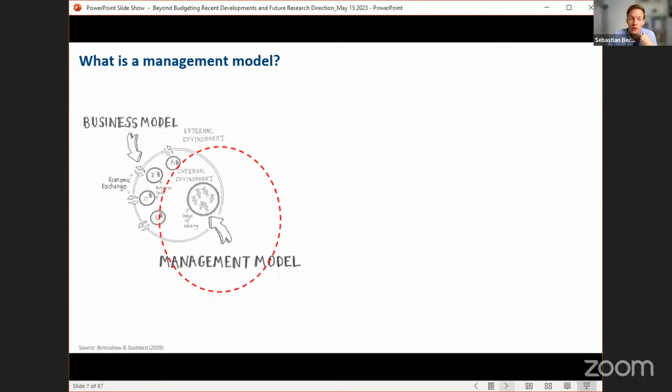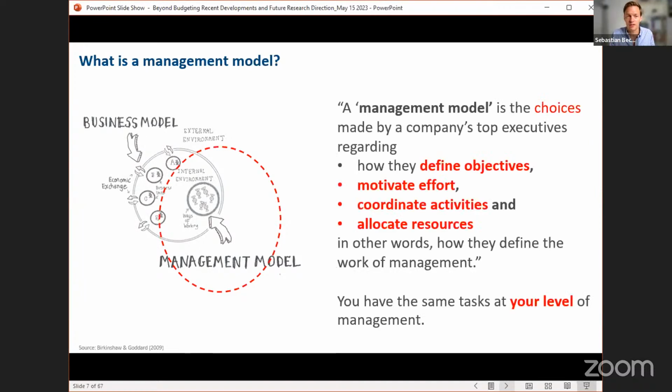So the same thing we also have for a management model. So as I mentioned, we struggle to describe that, right? We don't really know, well, there's a difference in organizations, how they're managed, but we can't really describe how that happens. So the management model is basically everything that happens inside the organization. So how do we manage ourselves? And there is a quote that I'm sharing here, which says, a management model is the choices made by a company's top executives, maybe the C-suite, regarding how they define objectives, how they motivate the effort of people, how they coordinate activities, and how they allocate resources. In other words, how they define the work of management, right?